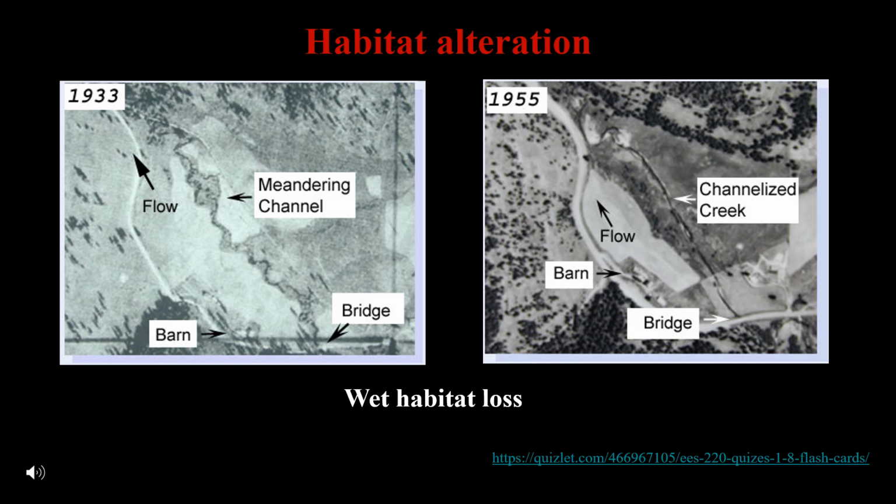In this image, we can see how the channelization of the natural meanders has led to a significant loss of wetland areas, since the banks of the channels have been cemented and straightened, eliminating the wetland habitat originally present in the river meanders.